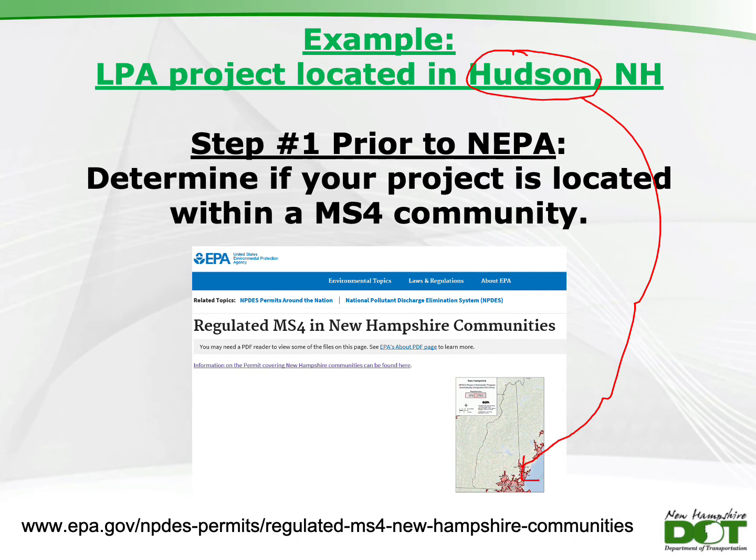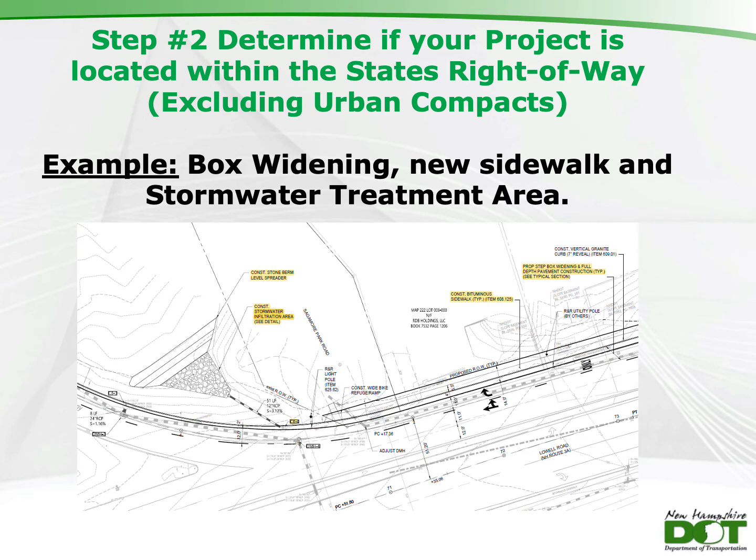So we're now at step 2. You're going to determine if the project is located within the state's right-of-way. The example is a widening, new sidewalk, and the installation of a stormwater treatment area. So first we're going to determine where the right-of-way is, and this is the line in the sand. To the right of this line is the town right-of-way. On the left side of this line is going to be the state right-of-way.